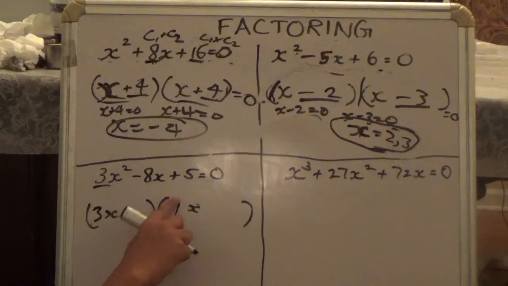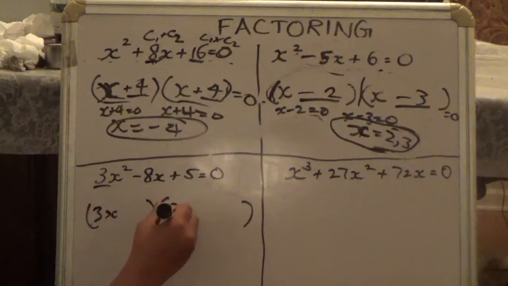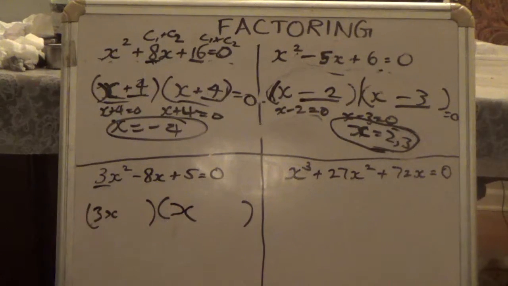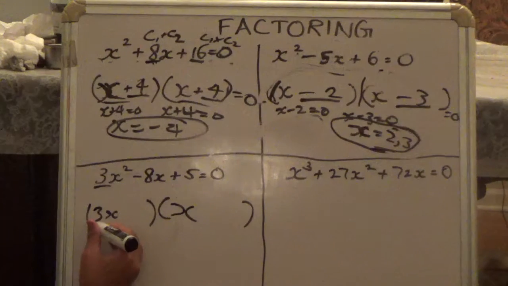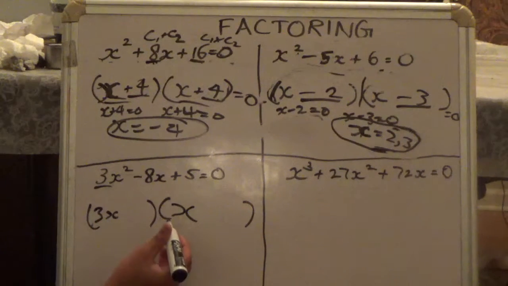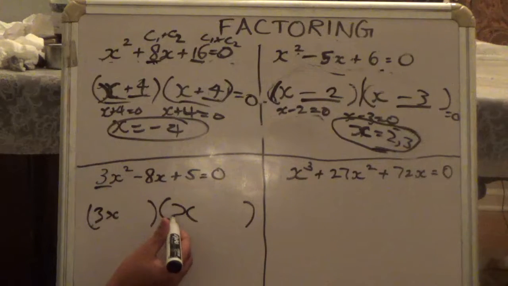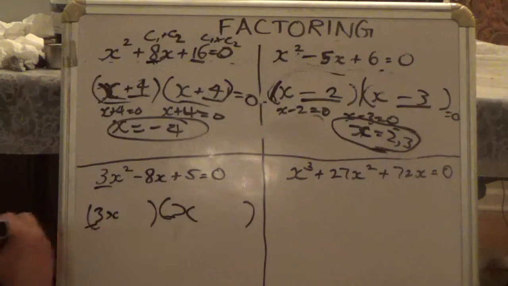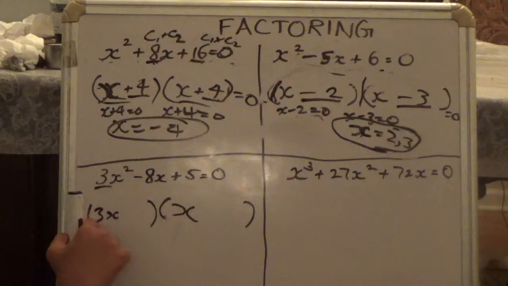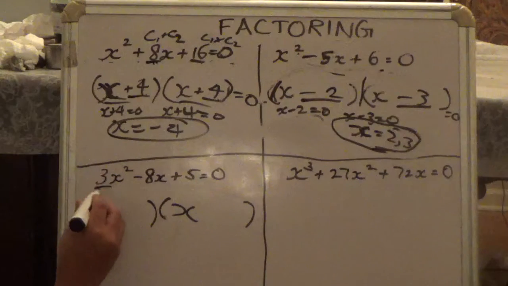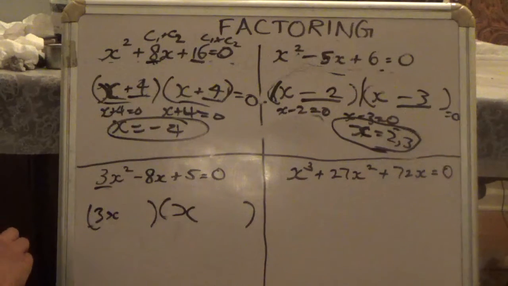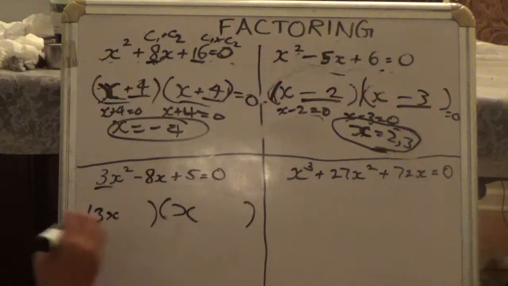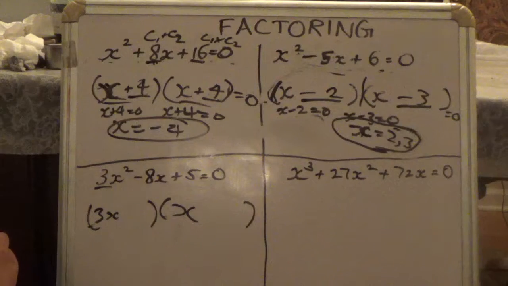You could just delete the 1 and say nothing, so we could safely write x here. Remember, the coefficients of these terms over here cannot be negative, so keep that in mind whenever you're doing a problem where the coefficient of x squared is not 1. Okay, so 3x and x. What do we do now?